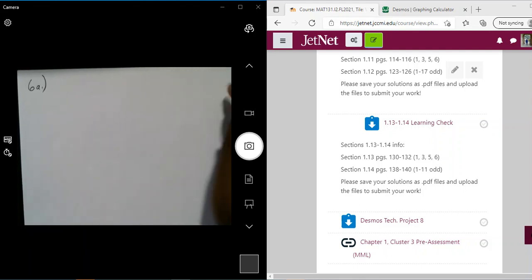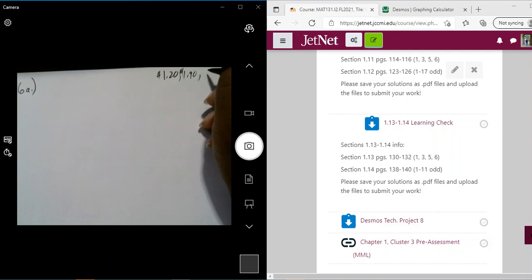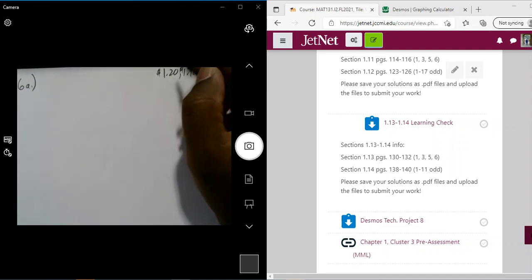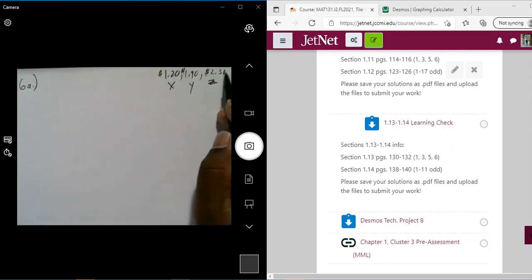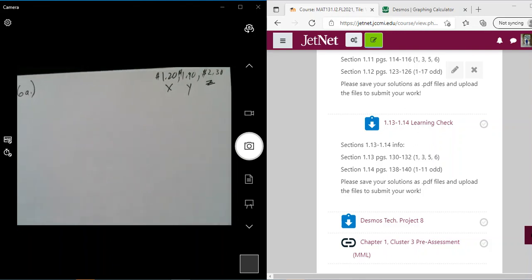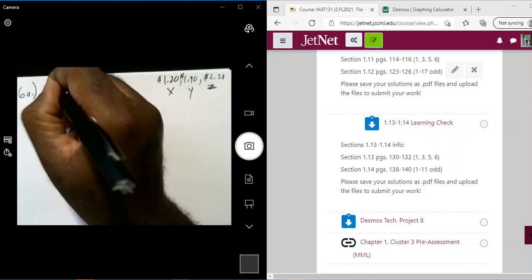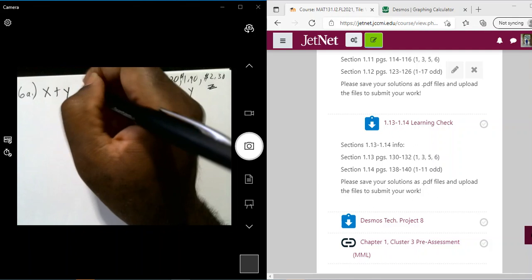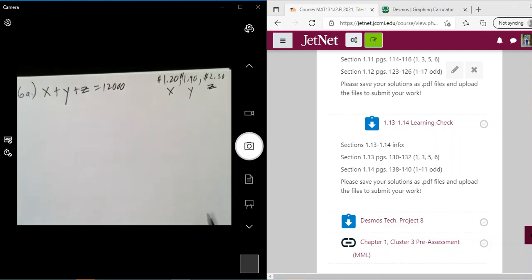So first of all, let me write this off to the side. You have $1.20, you have a $1.90 switch, and then you have a $2.30 switch. Now we could label these as X, Y, and Z. So basically, these are the prices of switch X, Y, and also Z. Now, the first thing they ask you, it says you need a total of 12,000 switches in this order. So basically, they say if you take switch X plus switch Y plus switch Z, it should give you 12,000 switches.